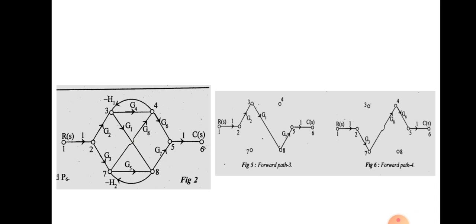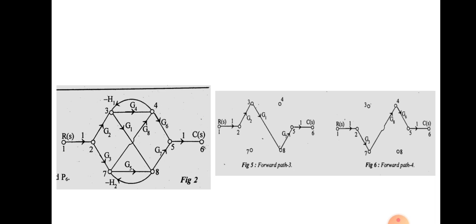See, 1 2 3 8 6 is a forward path, and its gain is marked as G2 G1 G7. You can mark the gains also in the diagram. That is the third forward path, and its gain is P3. Forward path gain is P3. P3 is equal to 1 into G2 into G1 into G7 into 1, that is equal to G2 G1 G7. That is P3.